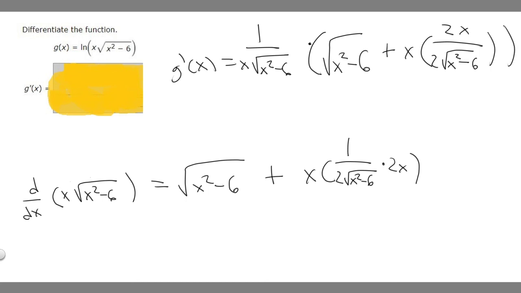So 1 over x, well, you could simplify this more. We don't have to simplify it. So it's just 1 over x times the square root of x squared minus 6, multiplied by the square root of x squared minus 6, plus x times 2x over 2 square root of x squared minus 6. So yeah, this is going to be the answer.